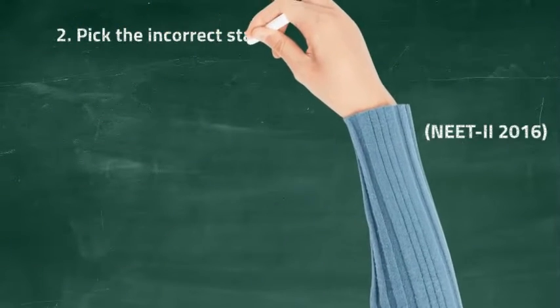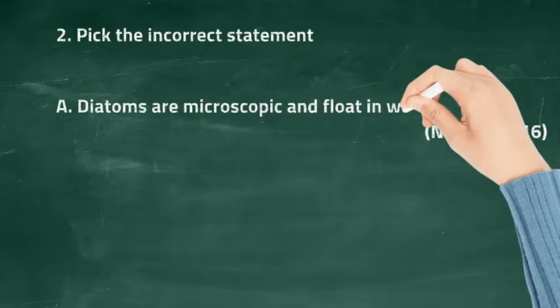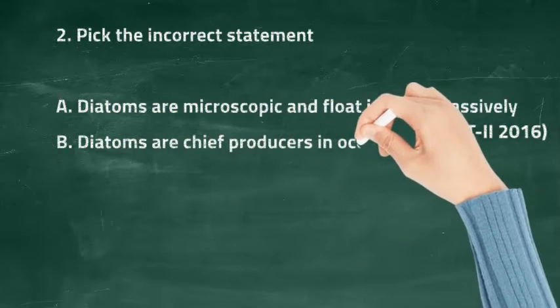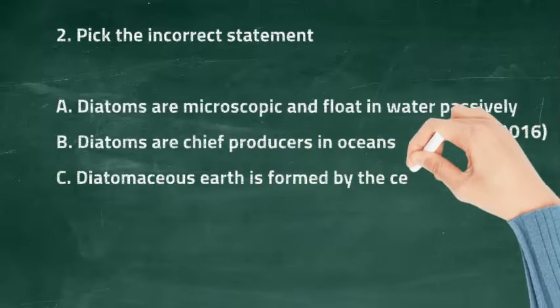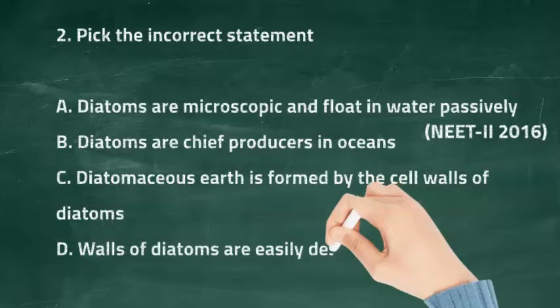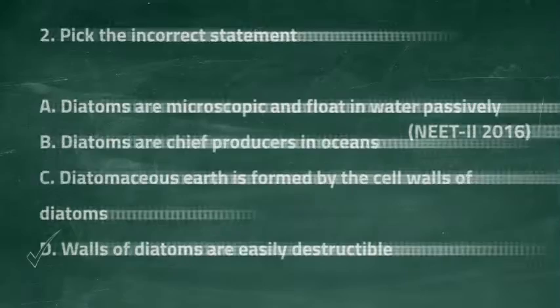Question second. Pick the incorrect statement. Option A is diatoms are microscopic and float in water passively. Option B, diatoms are chief producers in ocean. Option C, diatomaceous earth is formed by the cell walls of diatoms. And option D, walls of diatoms are easily destructible. The right answer to this question is option D. Walls of diatoms are easily destructible.